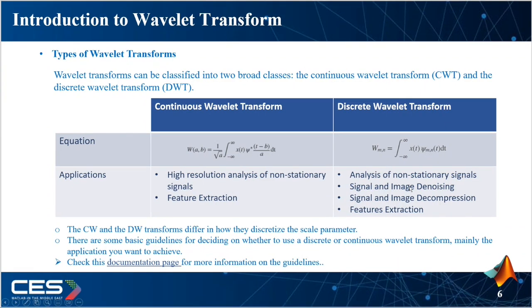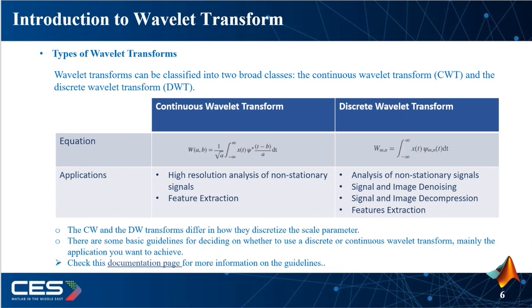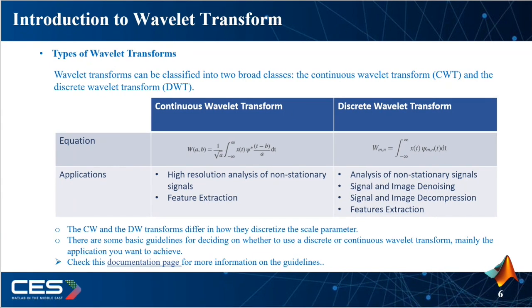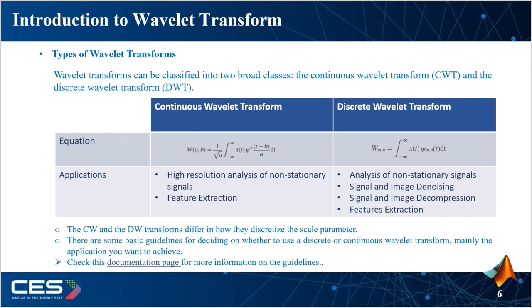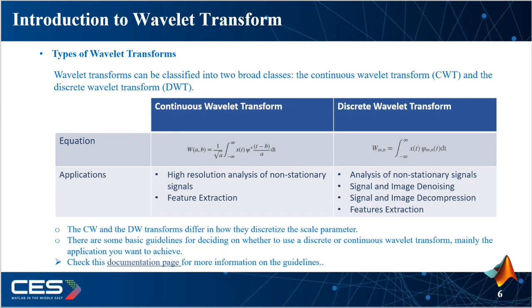The applications are various when it comes to DWT. We can use it for signal and image denoising, for signal and image decompression, for feature extraction, for signal separation, and many other applications, okay? The CWT and the DWT differ in how they discretize the scale parameter. There are some basic guidelines for deciding on whether to use a discrete or continuous wavelet transform, and this depends on the application you want to achieve.